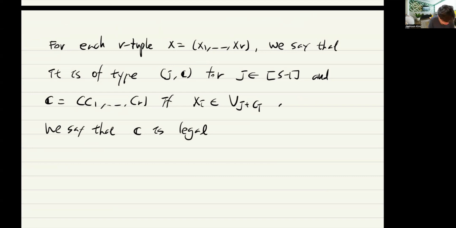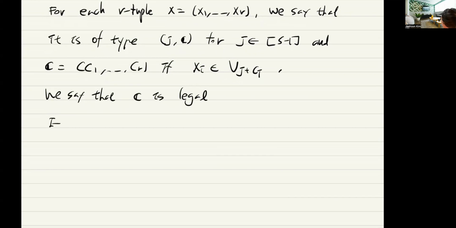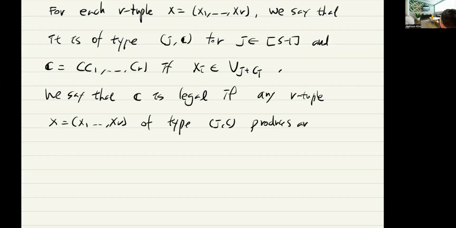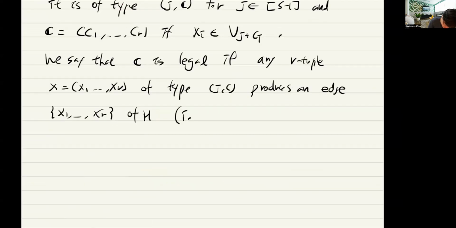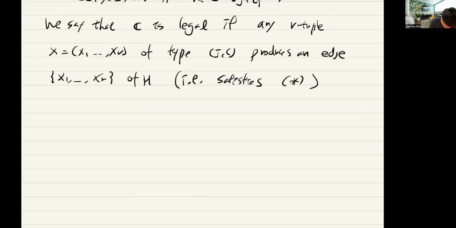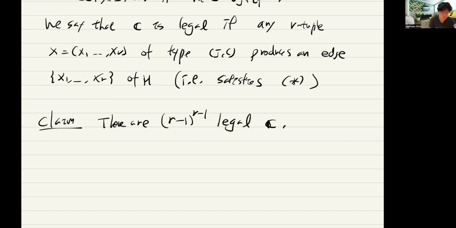So what it means is that if any R tuple of type J, C produces an edge H, x1 to xr of H. In other words, it satisfies this top. Then for fixed J, we can count the number of legal C. There are r-1 to the r-1 legal C. We can show this.